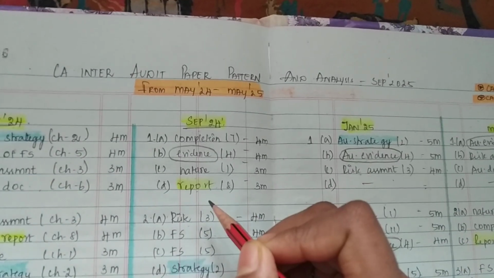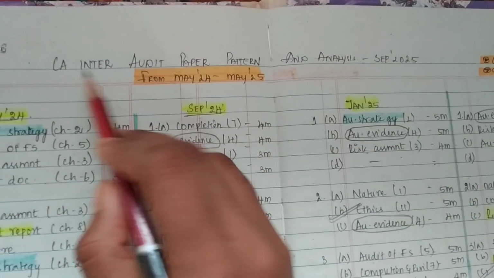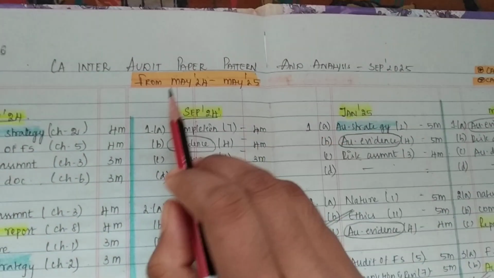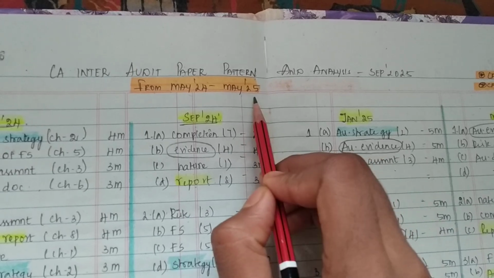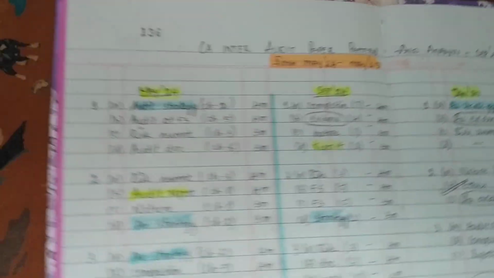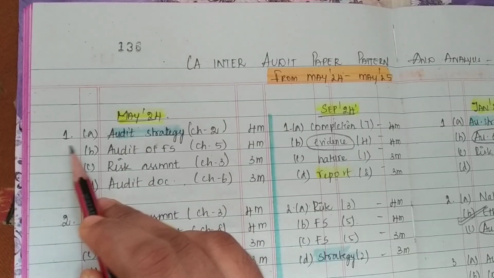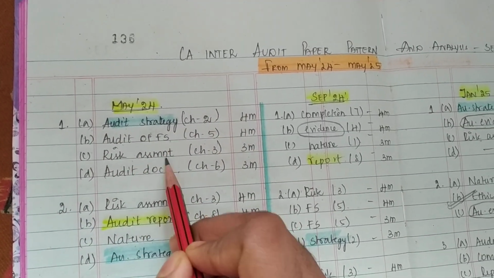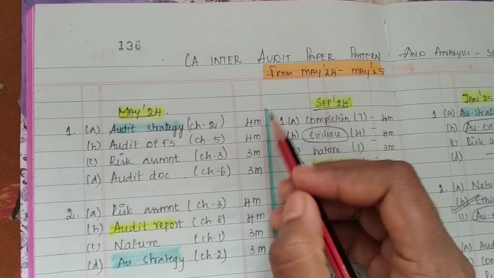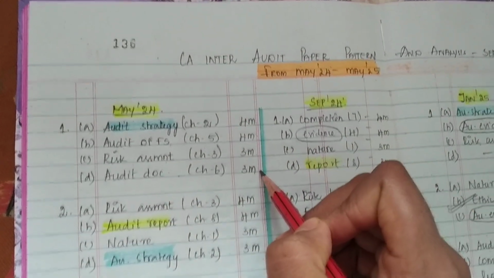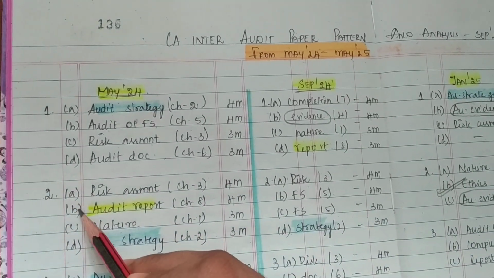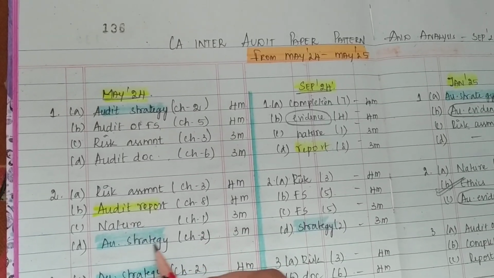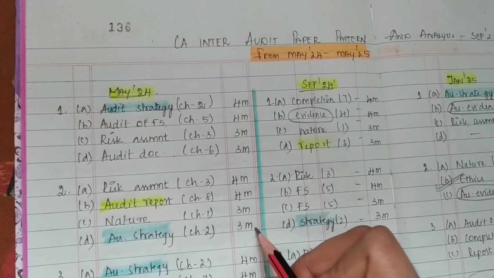Now let's see the video in detail. This is a video about the CA Inter audit paper pattern and analysis for the September 25 examination, from the May 24 attempt to the May 25 attempt. If you see in the May 24 attempt, 1A, 1B, 1C, 1D are from audit strategy, audit of financial statements, risk assessment chapter and audit documentation, for 4 marks, 4 marks, 3 marks and 3 marks. In the second question, 2A, 2B, 2C, 2D are risk assessment, audit report, nature, that is the first chapter, and audit strategy, the second chapter, for 4 marks, 4 marks, 3 marks and 3 marks.